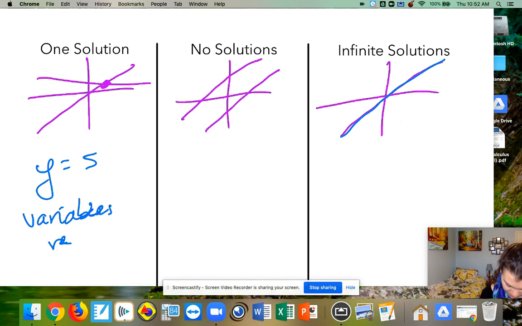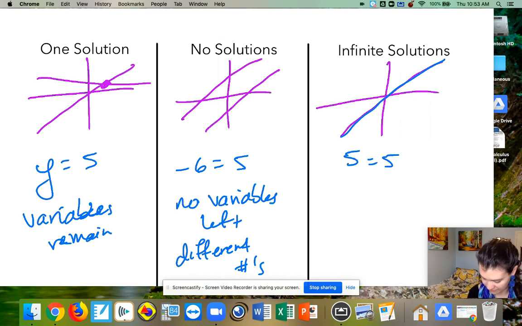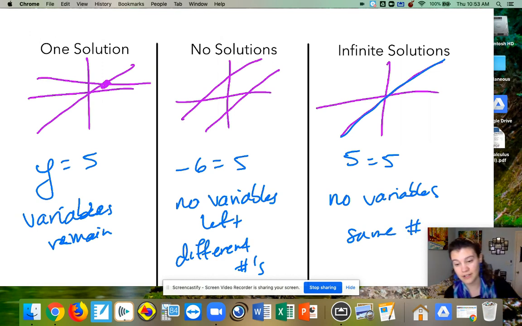Here you'd have something like our negative 6 equals 5. So you have no variables left, and you have different numbers. If you have an infinite number of solutions, you're going to have something like 5 equals 5. So you're going to have no variables still, but you're going to have the same number. So it ends up equaling the same thing.